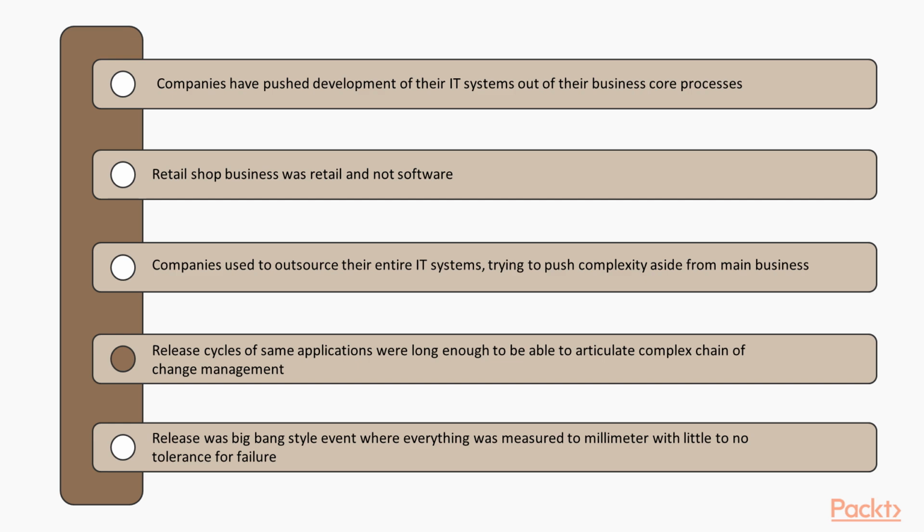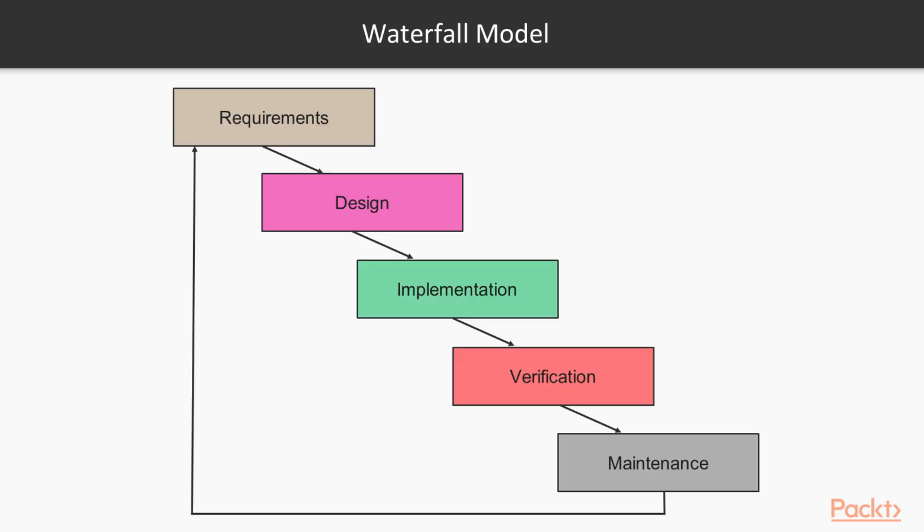This has been successful for quite a long time, as the release cycles of the same applications or systems were long enough to be able to articulate a complex chain of change management, as a release was a Big Bang style event where everything was measured to the millimeter with little to no tolerance for failure. Usually the life cycle for such projects is very similar to this flowchart.